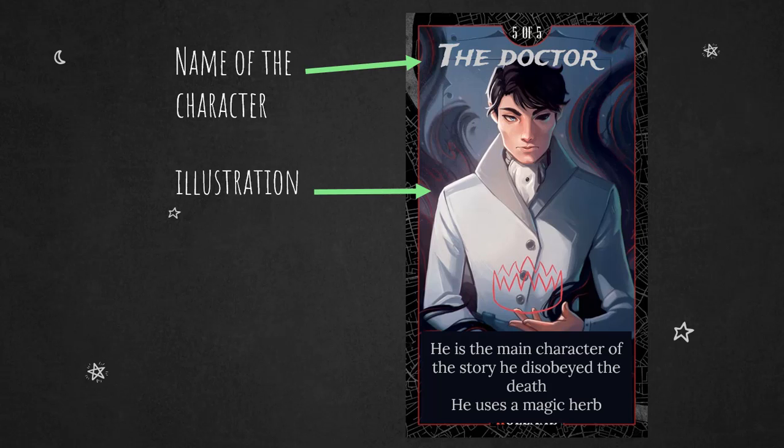Eso sí, es completamente a mano, chicos. And you need to write a short description. Y tienes que escribir una pequeña descripción. So, for example, he is the main character of the story. He disobeyed the dead, and he uses a magic herb. Alright? This is for a character that appears in the story, alright?